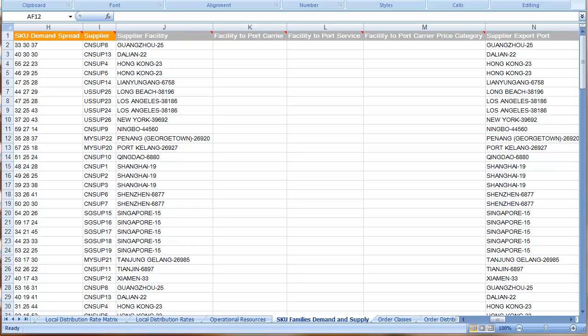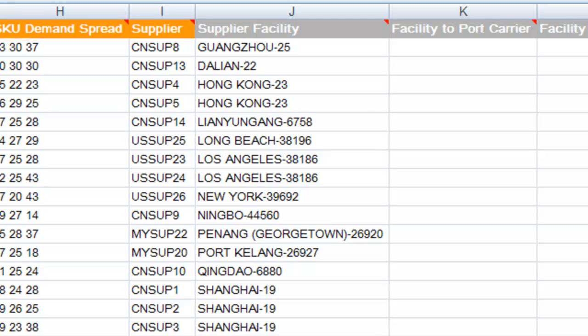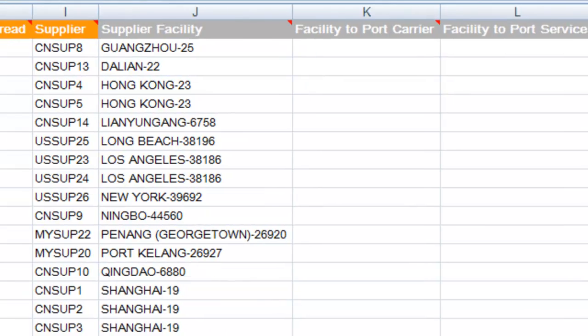Supplier indicates the entities that have supplying relationships with a network node for an SKU family. Suppliers may be external suppliers, that is, other businesses, or internal network nodes. To set up an internal node as the supplier of another internal node, enter the company and facility number separated by a dash as the supplier. Supplier facility indicates the facility where the supplier ships from.